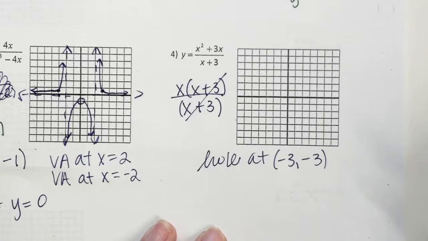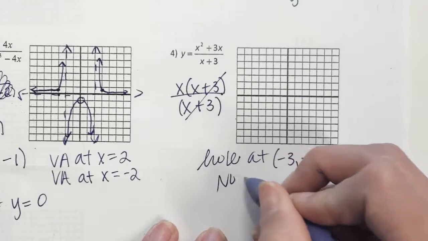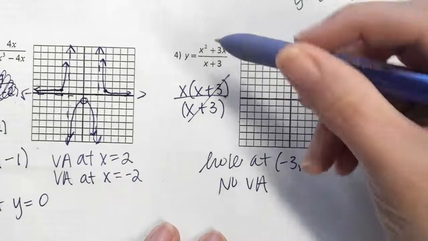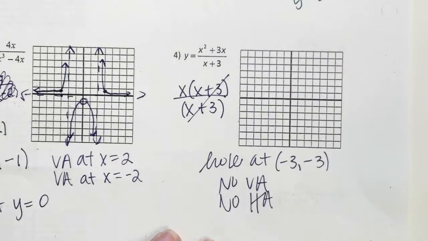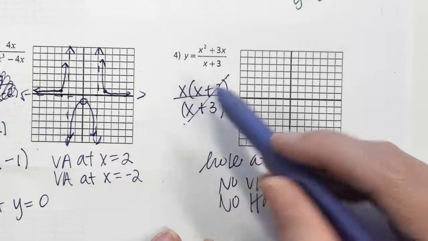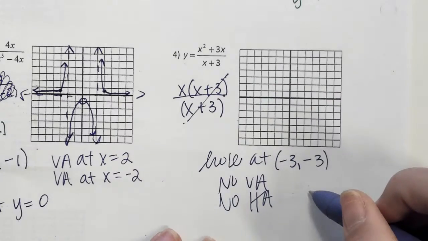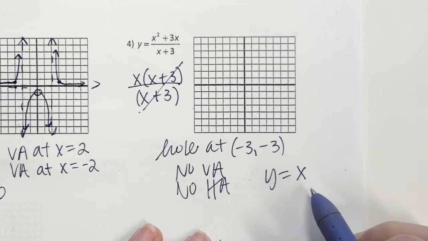What about my VA? Good. There's not one because why? The bottom canceled, right? So there's no bottom anymore. So no VA. What about HA? No HA because it's what? Very good. Now, before you go plugging this in your graphing calculator, if all of this canceled, tell me what this new equation would be. Just y equals what? What kind of function is this? A linear function, just a line, right?